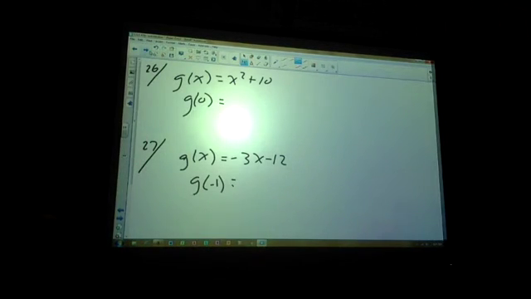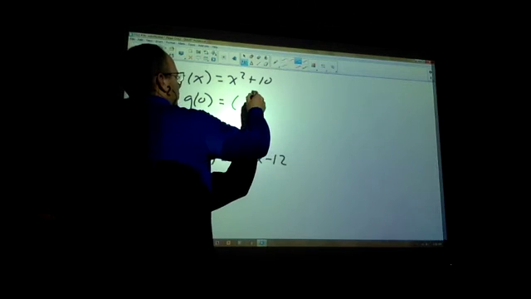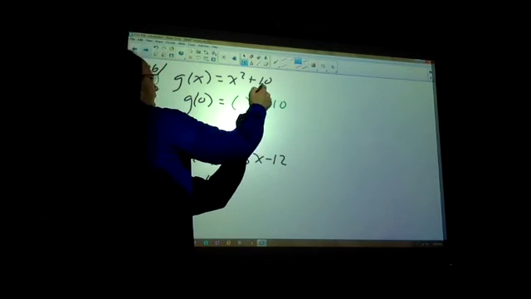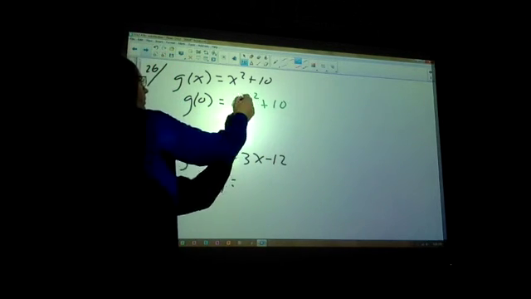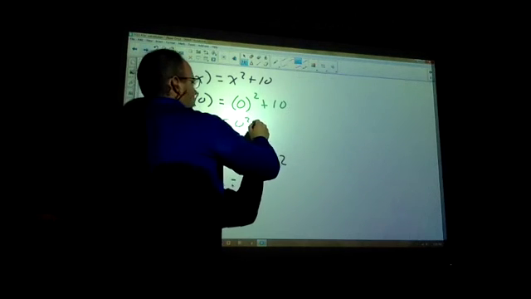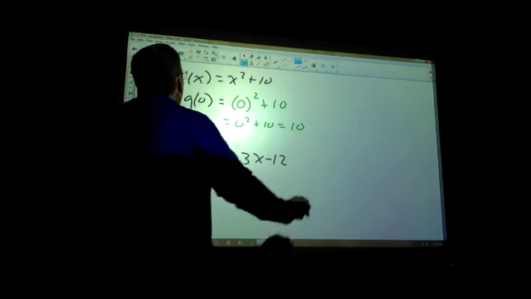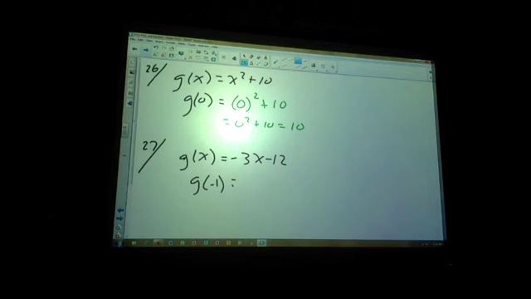26, g at x means the same thing as f at x, same thing as y. What am I going to do at g at 0? Plug 0 in. This had been x. What's going in there? 0, so I get 0 squared plus 10. What did I do? Am I okay? And then, so again, that would have been the point 0 comma 10 if it asked for that.